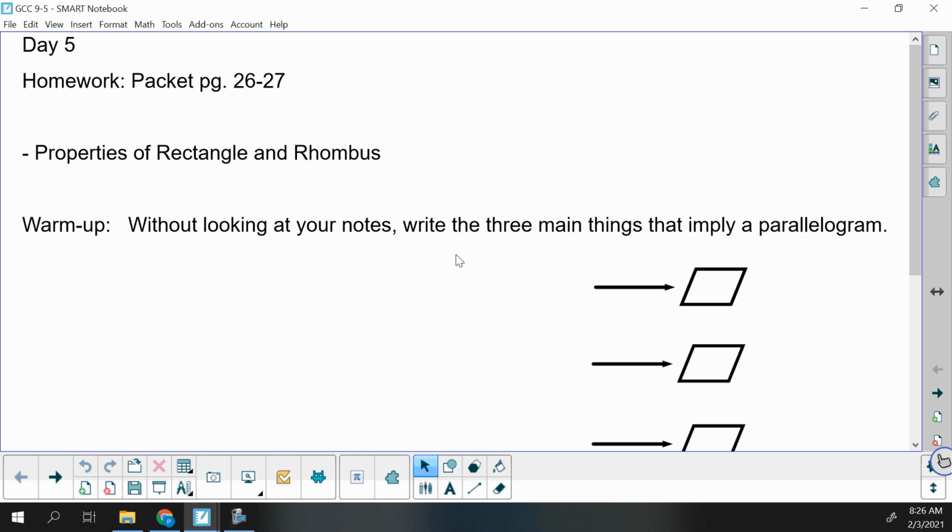All right, we're working with day 5 today in our unit. Homework will be pages 26 to 27.